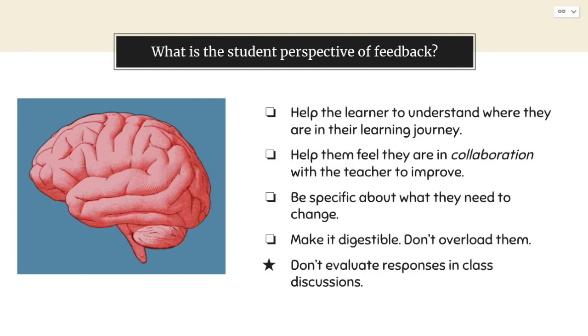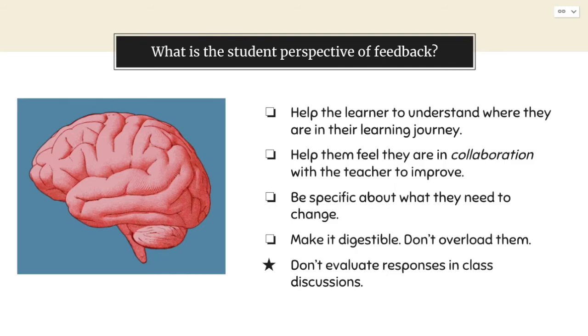Next, we want to be specific about what students need to change. The more specific feedback, the better. And we want to make feedback digestible. Don't overload the students. I've been guilty of this in the past, especially at the beginning of my teaching career, when a student would write a paper and I would give those papers back to students just marked in red all over, correcting their grammar, correcting their logic, correcting everything that I didn't like about their paper, and students just took one look at it and just wanted to throw it in the trash. It didn't help them at all.